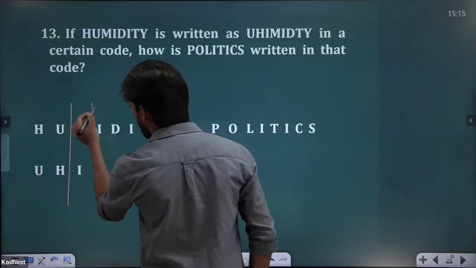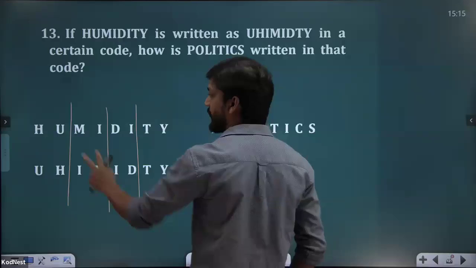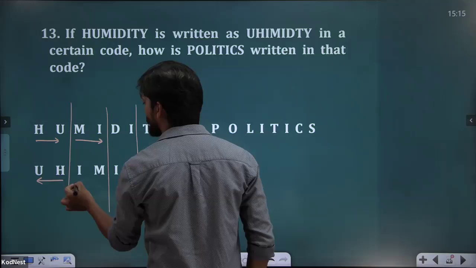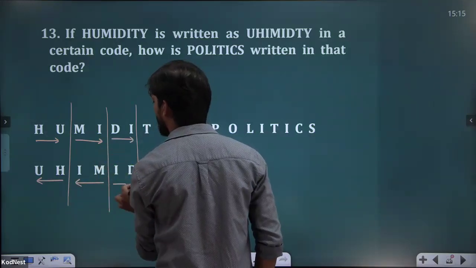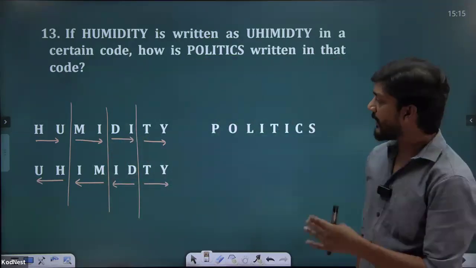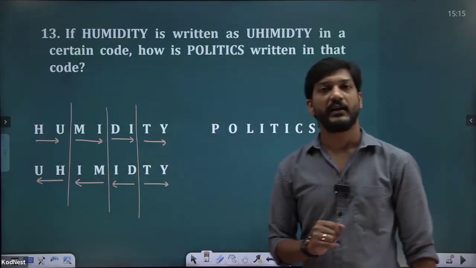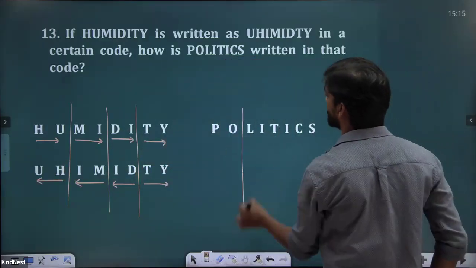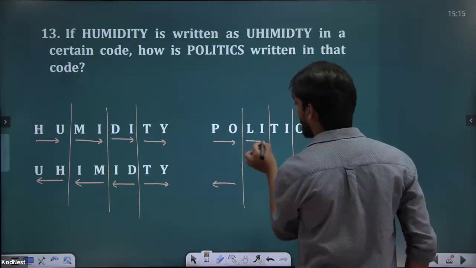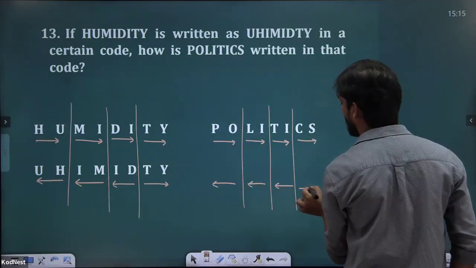If we observe in a group of two letters, we will see this. The first two are reversed, HU, UH. The next two also reversed, the next two also reversed, and the last two are the same. So this is how the rearrangement has been done. The same you have to apply here also: first two letters reversed, next two reversed, next two reversed, last two same.